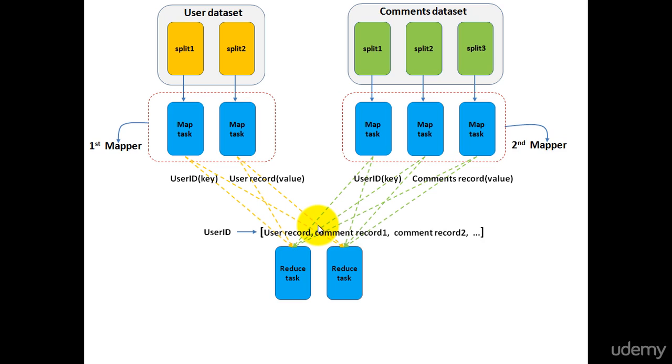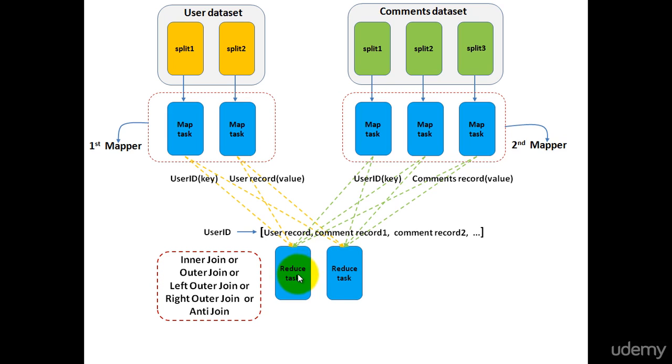We know that all the values for a particular key are grouped together at the reducer side. So in our example, the user record and all the comment records for a particular user ID are grouped together. So the reduce function now has both the user record and the comment records. Since we have both the records at the reducer, we can join both the datasets. In fact, we can do inner join, outer join, left outer join, right outer join, or anti-join.